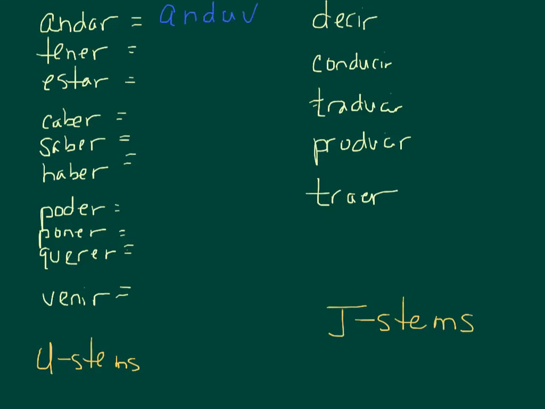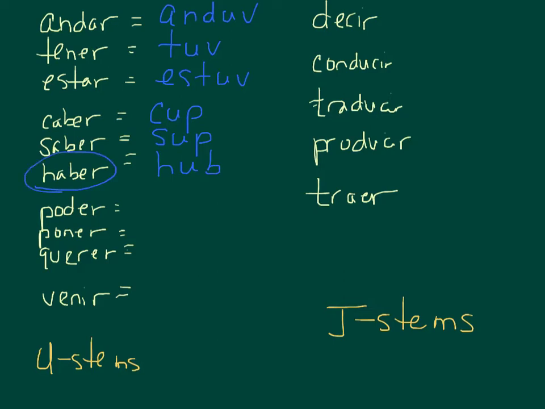Okay, so the U stems, we'll start with the verb andar, and the stem for the verb andar is anduv. Tener, tuv. Estar, estuv. Caber is my favorite verb. Cup, not cup, cup. Saber, sup. And haber, hub, H-U-B. We'll talk more about this verb here in class.